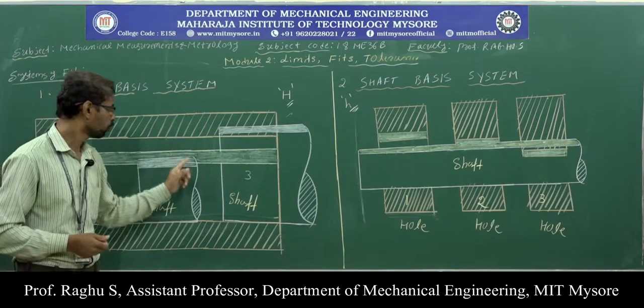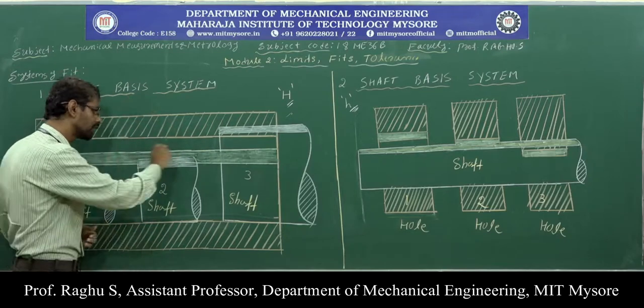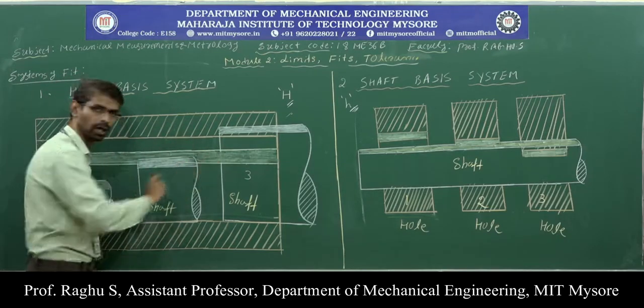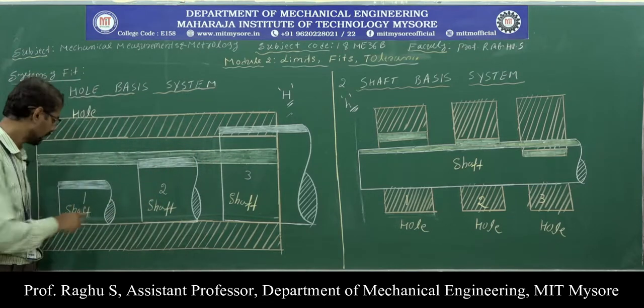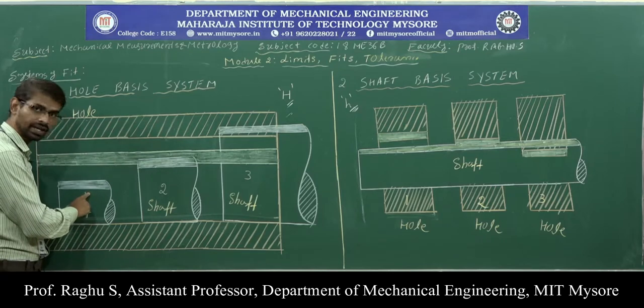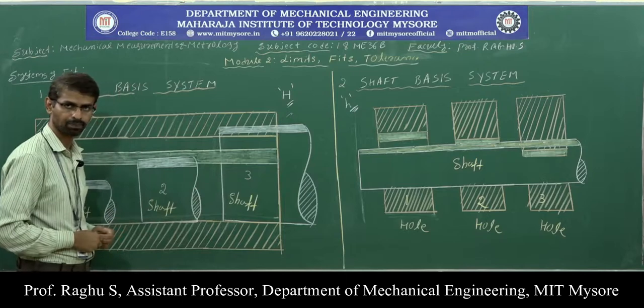Here, in the case of a hole based system, the size of the hole is kept constant and different fits are obtained by varying the size of the shaft. Here I am varying the size of the shaft, therefore I will get the different fits. Like here, this is an example of a clearance fit, transition fit, and this one is an interference fit.